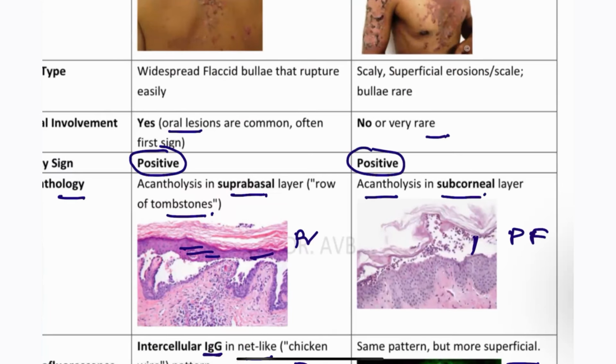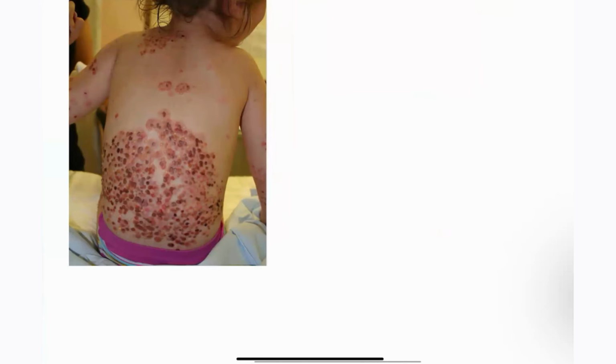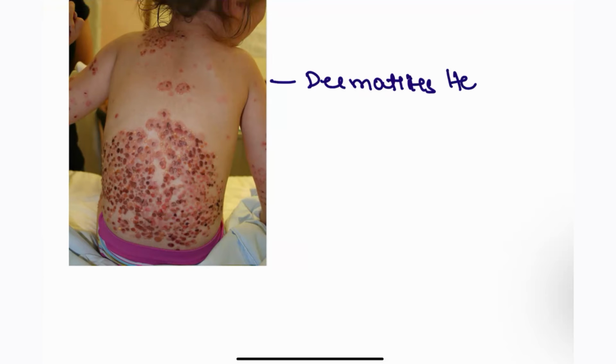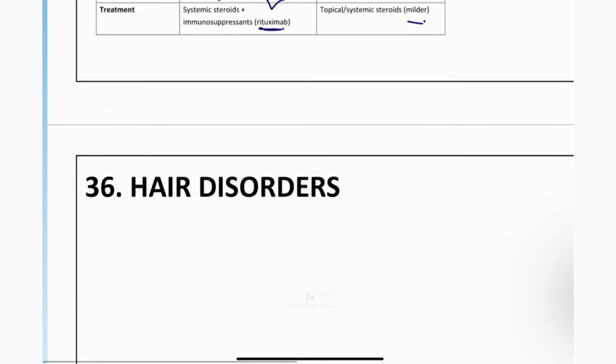Okay, next, this condition is seen in the child, known as dermatitis herpetiformis. Okay, this is known as dermatitis herpetiformis, seen in the patients with celiac disease. Okay, celiac disease. Next, moving on to the hair disorders.